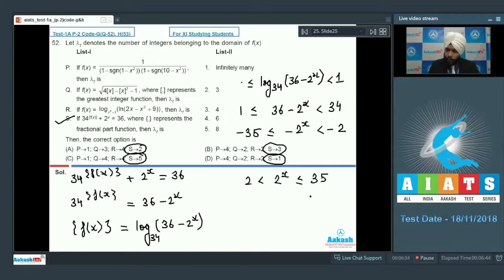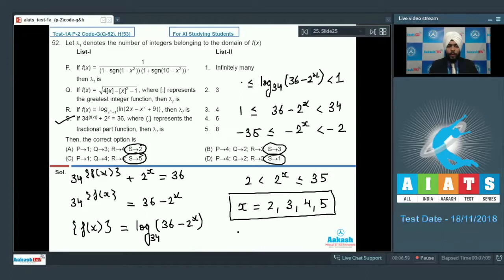35. Students, we just have to calculate how many integers belong to the domain, we just have to put the values of x. X equal to 1 will not be allowed here because there is an open interval at 2. X equal to 2 is possible, x equal to 3 is possible, x equal to 4 is possible, x equal to 5 is possible. 2 power 5 is 32. 32 is less than equal to 35. 6 is not possible. So how many integers are belonging to the domain of S part? 4 integers. 4 means option number 3.